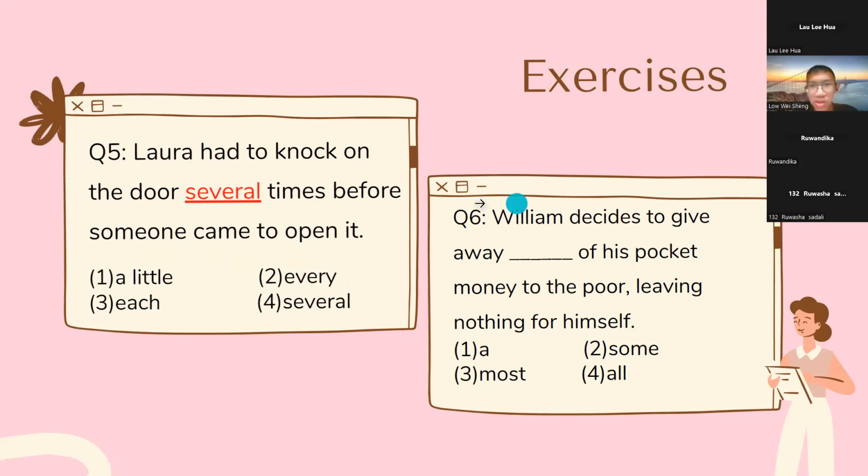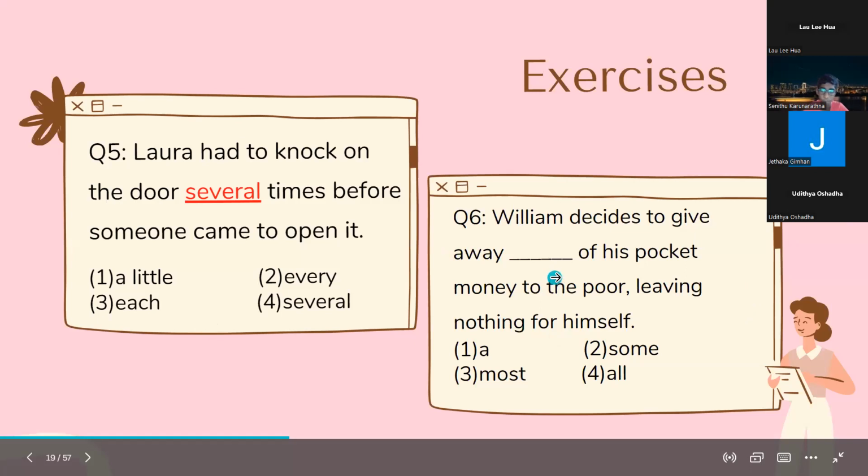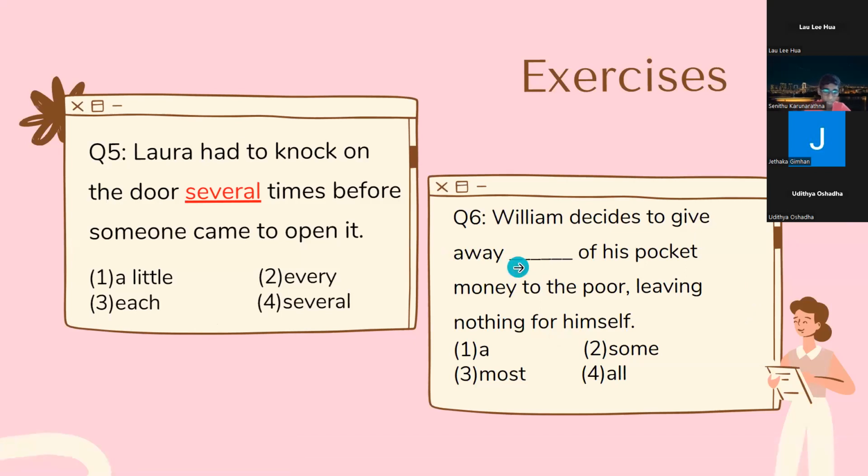All right, moving on to question 6. William decides to give away of his pocket money to the poor, leaving nothing for himself. All. The answer is all. Okay. I hear a lot of responses. All. Any other responses?